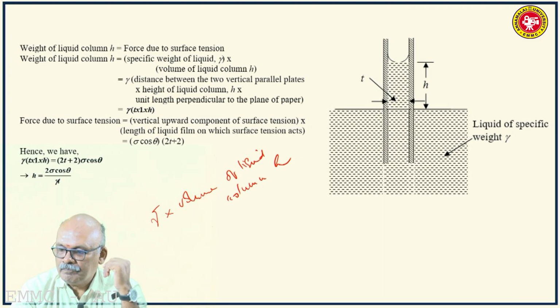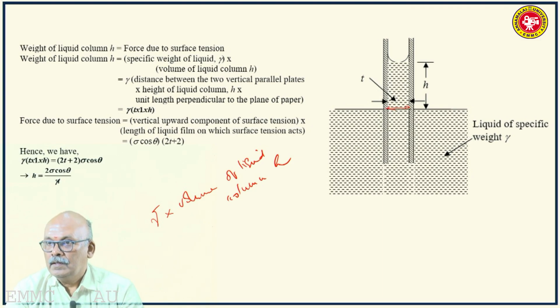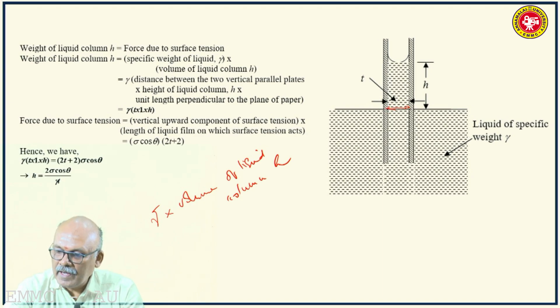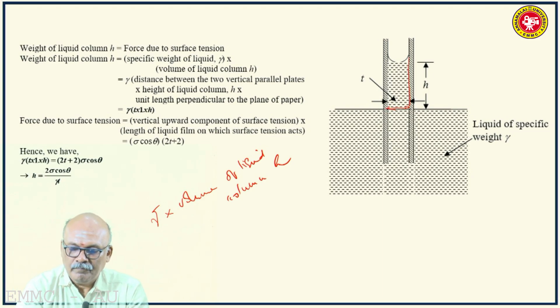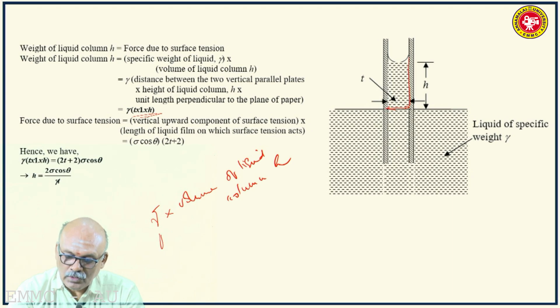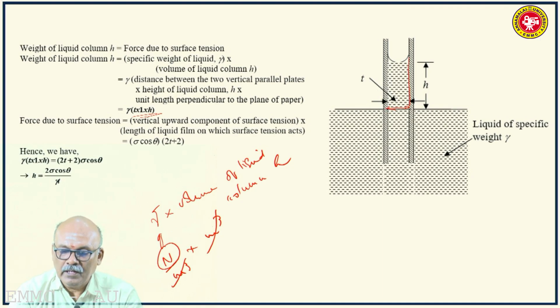So T is the thickness of the column, and H is the height of the vertical column, and the length of the column between the two parallel plates you are considering is 1 meter perpendicular to the plane of the paper. So T multiplied by H multiplied by 1 meter. So multiply by specific weight. So specific weight is Newton per meter cube. Volume is in meter cube. So you get the force. So this is the weight of the liquid column.